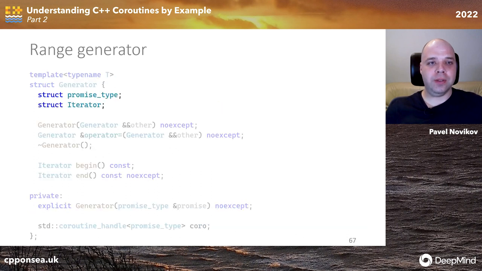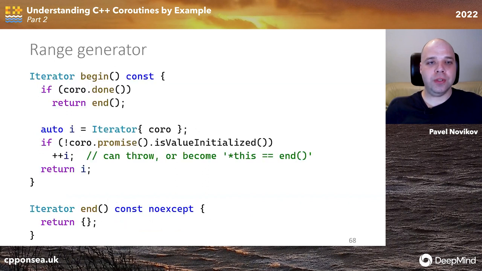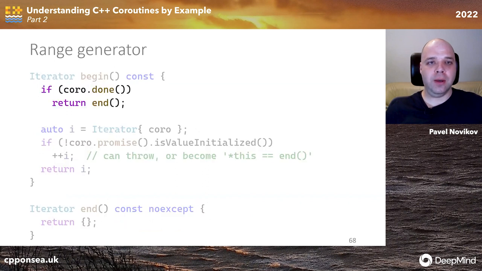So we defined promise types, changes in promise types. We defined the whole new type iterator. Now we have to define begin and end. Notice that begin is const but not noexcept. This means that begin basically doesn't change observable state.